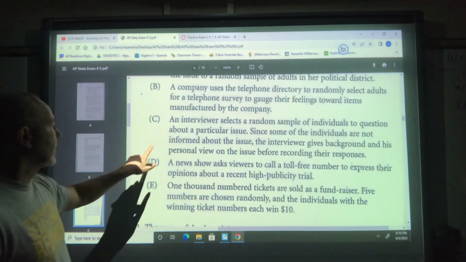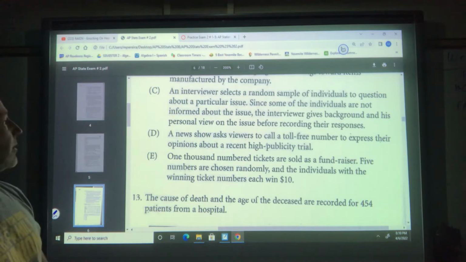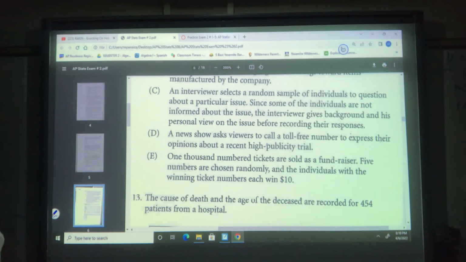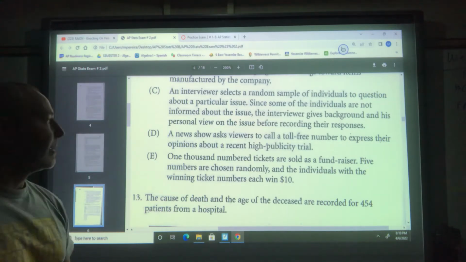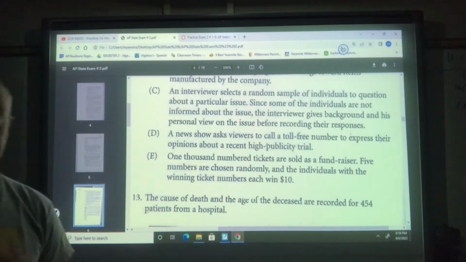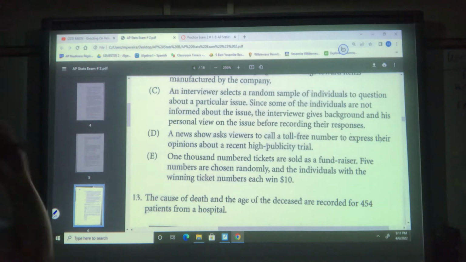Finally, C, an interviewer selects a random sample of individuals to question about a particular issue. Since some of the individuals are not informed about the issue, the interviewer gives background and his personal view. Giving his personal view is going to be slanting the responses. Okay, so that is going to be response bias. It's going to give biased responses back because he's influencing those responses.